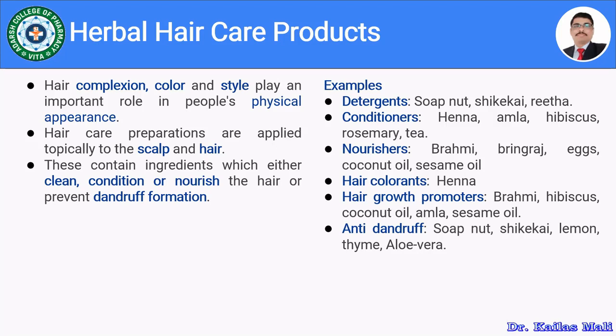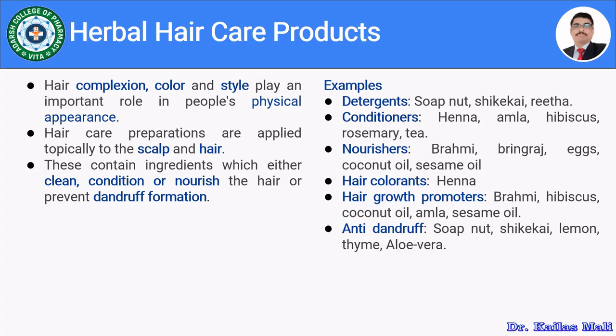Let us see examples of certain herbal materials used to prepare herbal hair cosmetics. The very first one is the detergents. Detergents are basically prepared with herbal materials like shikakai, ritha or soap nut. They have the ability to form a soap, to clean the hair, and to condition the hair. Then the conditioners, for example henna, which is also used as a coloring agent. Then amla, hibiscus and rosemary. These herbal materials are used as conditioners in the herbal hair formulation. Then the nourishers, which are used to nourish the hair.